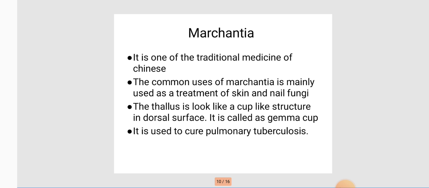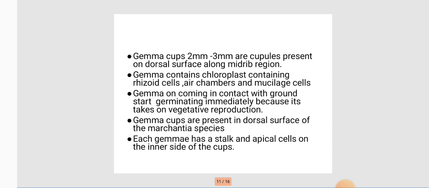The thallus has a cup-like structure on the dorsal surface, which is called the gemma cup. The gemma cup is located on the dorsal side, like a cup-like structure, so it is called a gemma cup. In the gemma cup, two or three gemmae are present. It is used to cure pulmonary tuberculosis. Gemma cups are 2 to 3 mm cupules present on the dorsal surface of the midrib region. Gemmae contain chloroplasts, rhizoid cells, air chambers and mucilage cells.